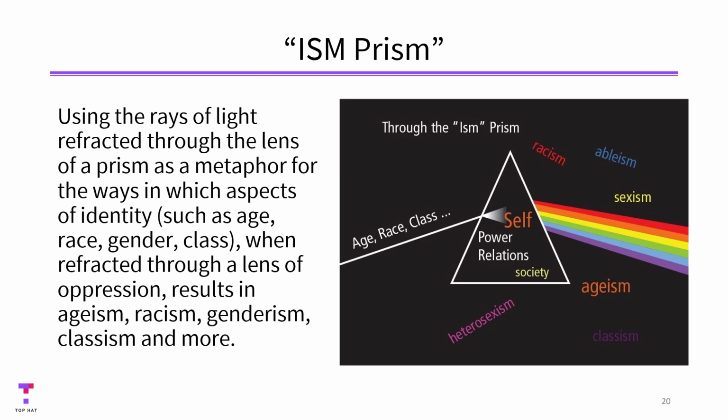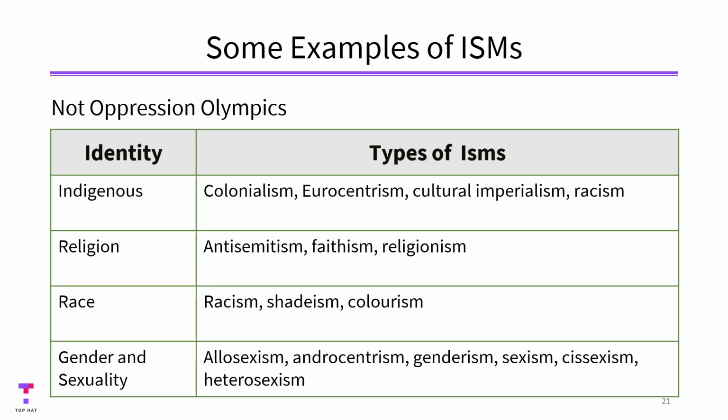In the same way, we use that metaphor to look at how those aspects of identity refract into things like racism, ableism, sexism, ageism, heterosexism. So all isms, and we call it therefore the ism prism. A whole portion of chapter 2 is a section on isms.